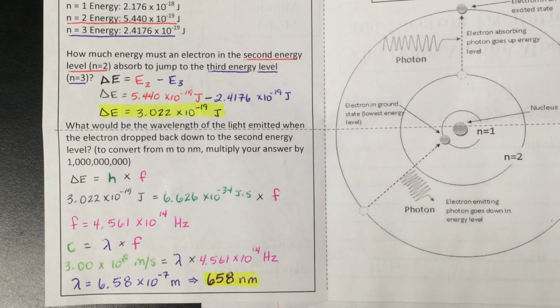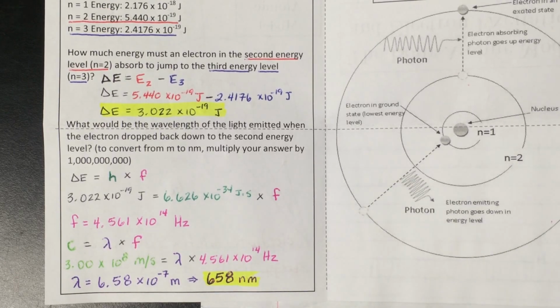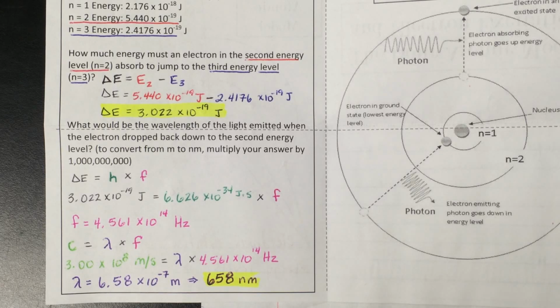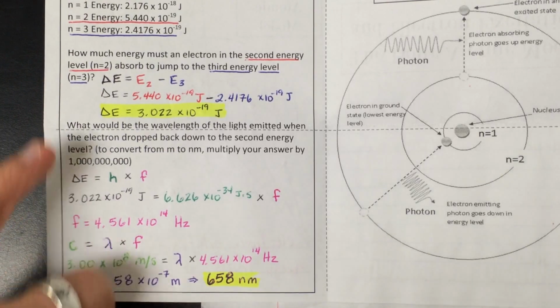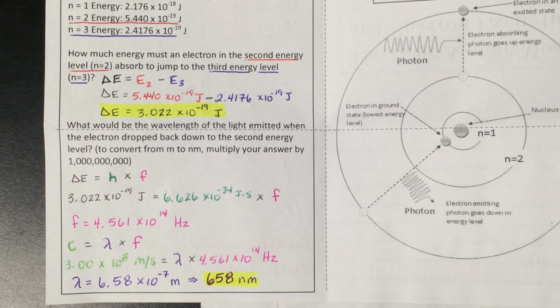So the change in energy is equal to Planck's constant times frequency. Now, you'll remember that we actually used this equation on page 15 of your notebook to calculate the energy of a wave. It works out the same. So the energy of the photon that's being emitted when this electron drops from the third energy level to the second is going to be equal to Planck's constant times the frequency. So if we know the change in energy, which we calculated above, then we can plug this into the formula to calculate frequency, which turns out to be 4.561 times 10 to the 14th hertz.